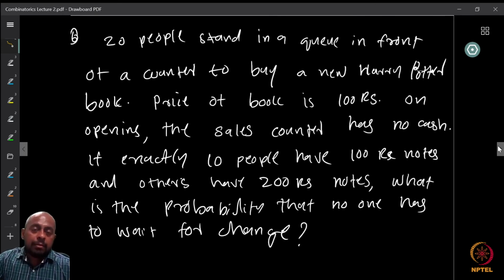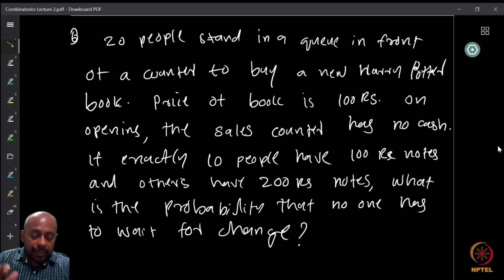Then, 20 people stand in a queue in front of a counter to buy a new book that is published by, let's say, Harry Potter. Sometime back it happened, maybe. A new book is published by some famous author, and when the book is released, people go and stand in a queue to buy it. So 20 people stand in a queue in front of a counter to buy a new book. The price of the book is 100 rupees. There is only one book for sale.